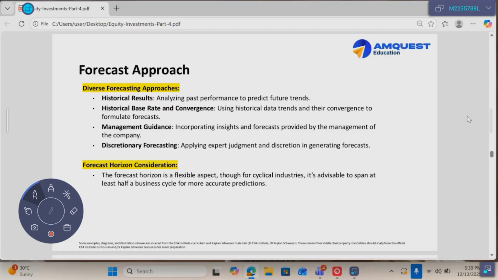And we have to check whether it's a defensive stock or a cyclical stock. If it's a cyclical stock, then a lot of historical data needs to be analyzed to identify the cycle patterns. So a note that you can make over here is, in case of cyclical industry, you need more historical data analysis.